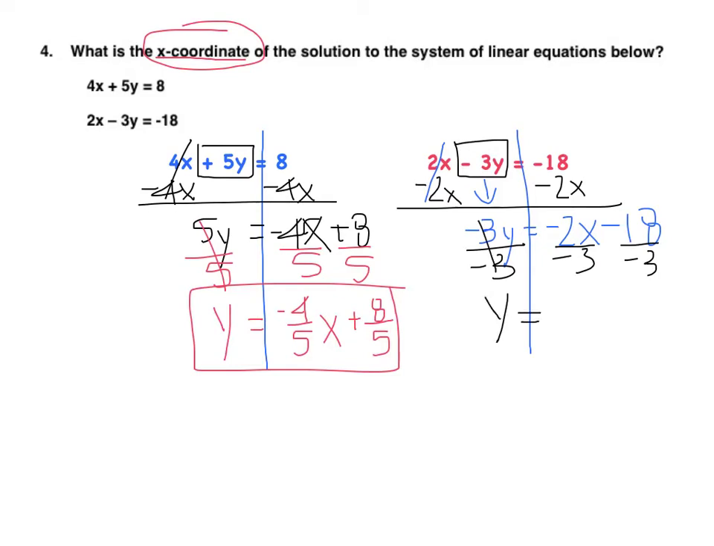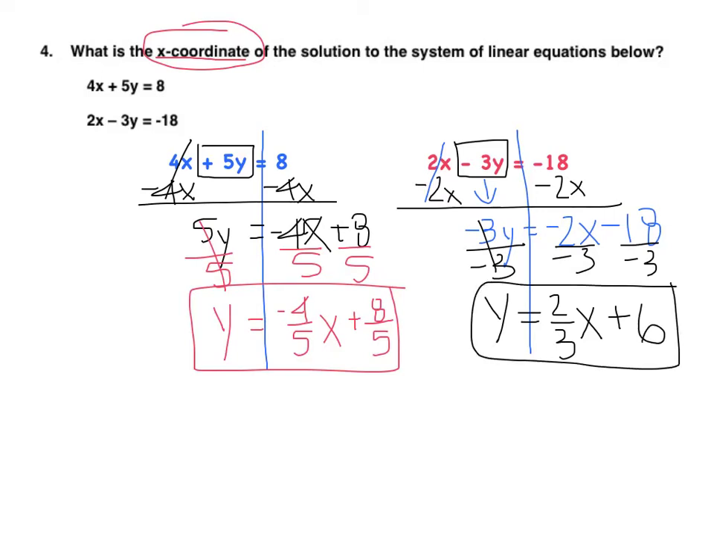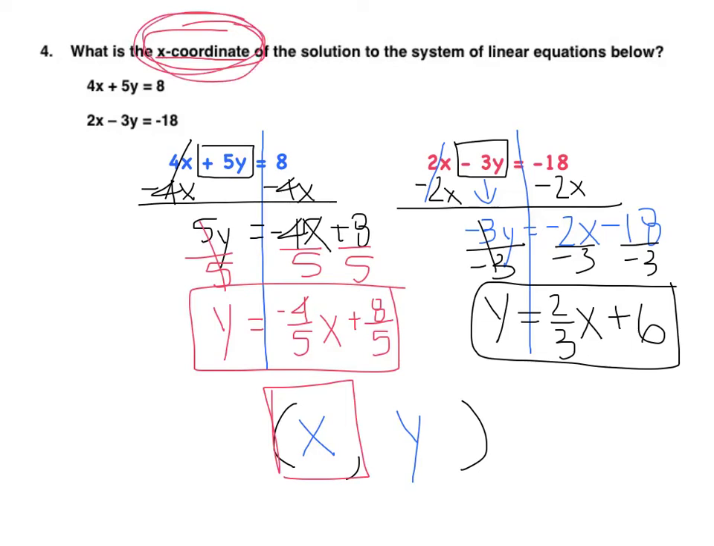And we end up with y equals, negative negative gives me a positive 2/3 x. Negative negative gives me a positive, and that actually reduces to 6. There's our two equations. When we get to class, we'll graph this in our calculator and find where they intersect. Remember, our solution is always written as a point, x, y. The only answer we need is this one because that's the one they're specifically asking for right here. They're asking for the x-coordinate.